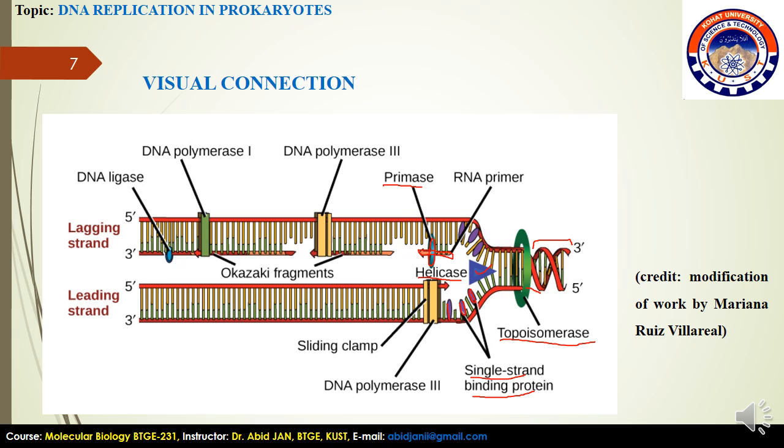The DNA polymerase 3, this one, uses this primer, this RNA primer, to synthesize the daughter DNA strand. On the leading strand, this is the leading strand, DNA is synthesized continuously.